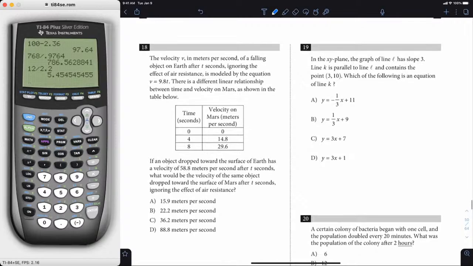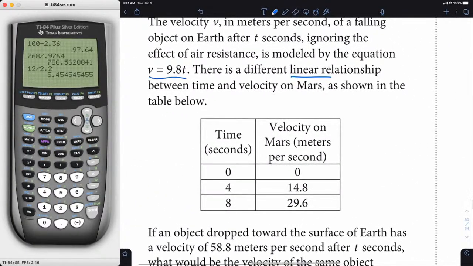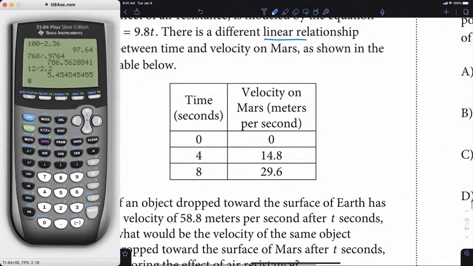All right. The velocity v in meters per second of a falling object on Earth after t seconds, ignoring the... If there's a different linear relationship between the time and velocity on Mars, as shown in the table below, if an object dropped towards the surface of the Earth has a velocity of that after t seconds, what would the velocity of the same object be? Ooh, interesting. So they give us the equation for velocity of a falling object on Earth, but they don't give us the equation on Mars.